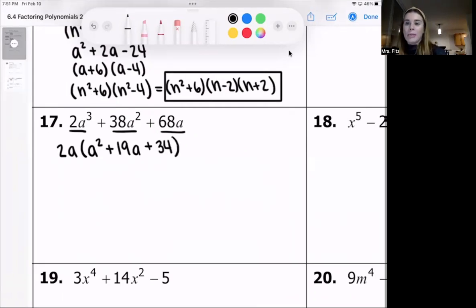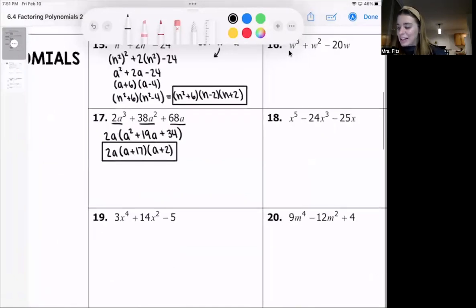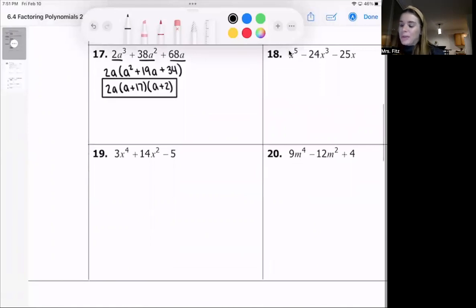Okay, now I'm looking for two numbers that multiply to 34 and add to 19. We have 17 and 2, right? So this just factors to 2a times a plus 17 times a plus 2. And that's as far as we can go for this one. Okay, we have one more left in this section. So number 19, we have 3x to the 4th plus 14x squared minus 5.